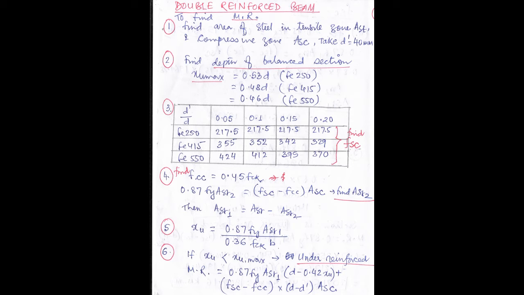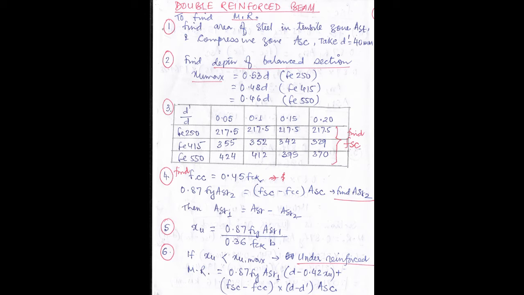The fourth step continues. After you find fcc, you have to find AST2. How will we find AST2? By this equation: 0.87 fy AST2 is equal to (fsc minus fcc) multiplied by ASC. What is AST2? AST2 is the area of the additional steel reinforcement which we have to provide for the double reinforced beam. So now we have found AST2.